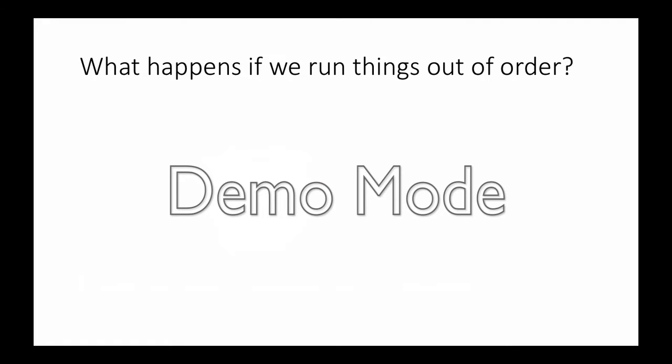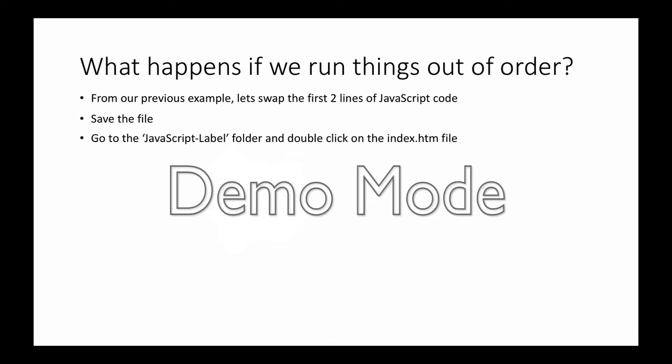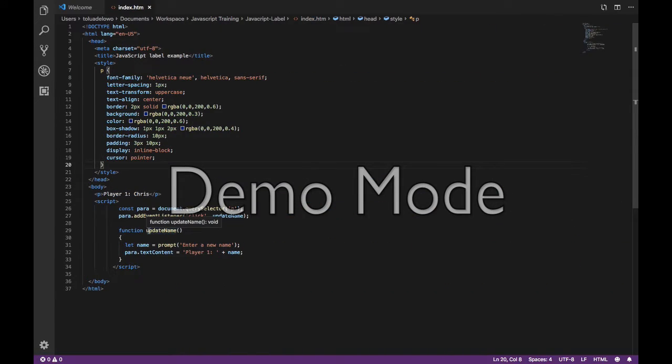So let's quickly look at what happens if we run things out of order. So we will go back into our previous example, which is the JavaScript label example, and we will go ahead and swap the first two lines of JavaScript code. Then I'll save the file and test it and see what happens.